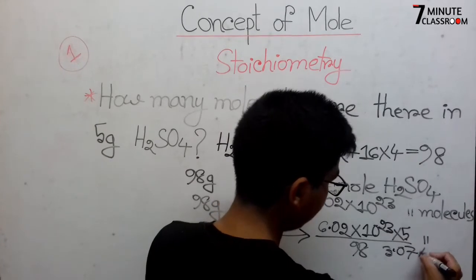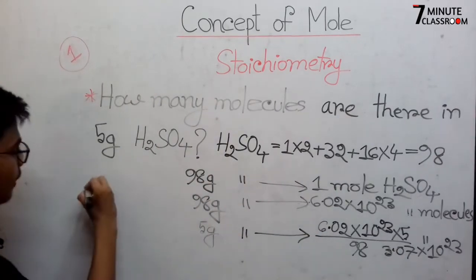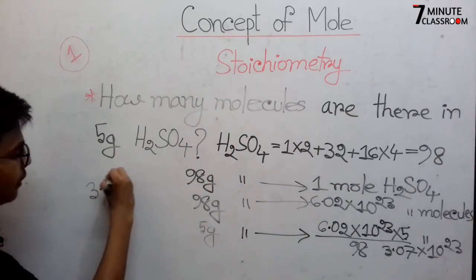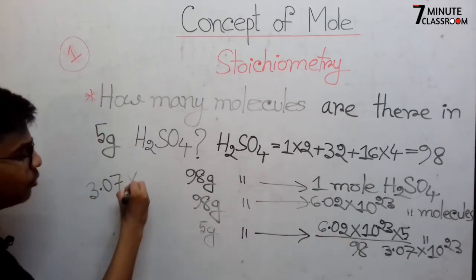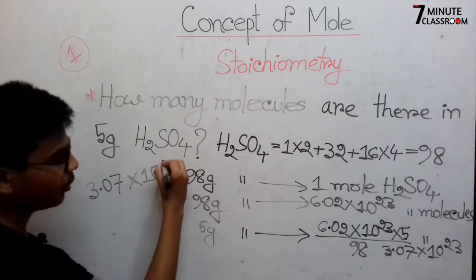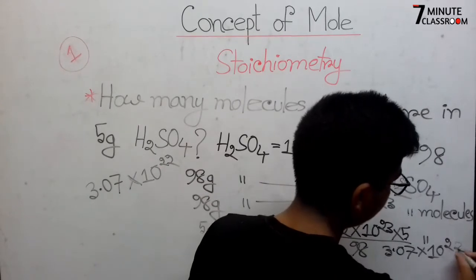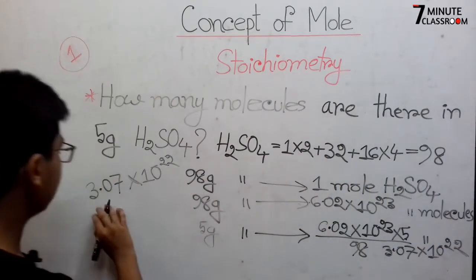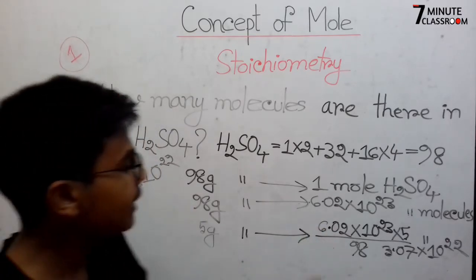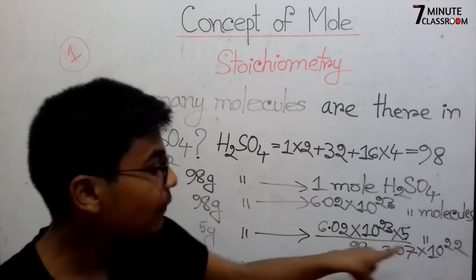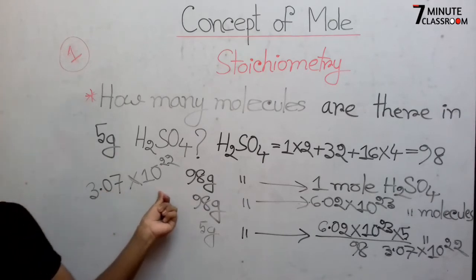The answer is 3.07 into 10 to the power 22. Sorry, it will be 22. So after calculating 6.02 into 10 to the power 23 into 5 divided by 98, we get 3.07 into 10 to the power 22.